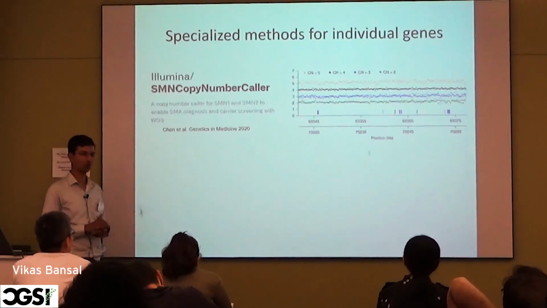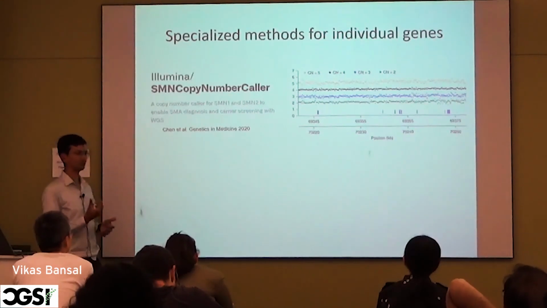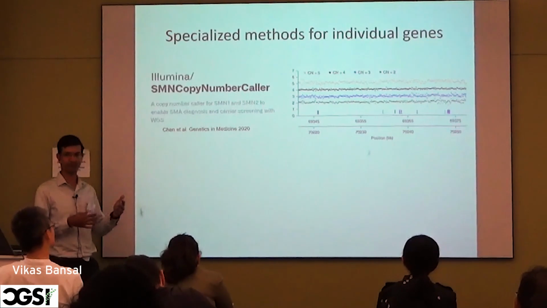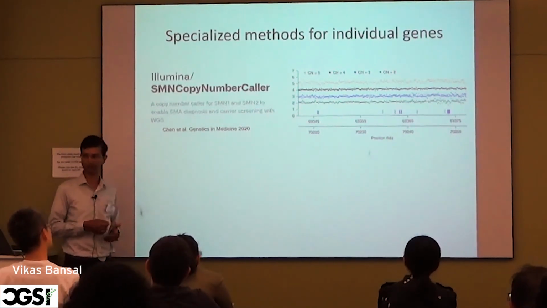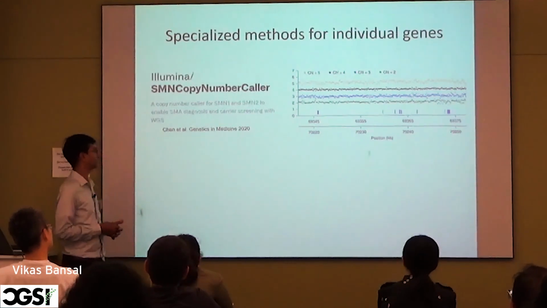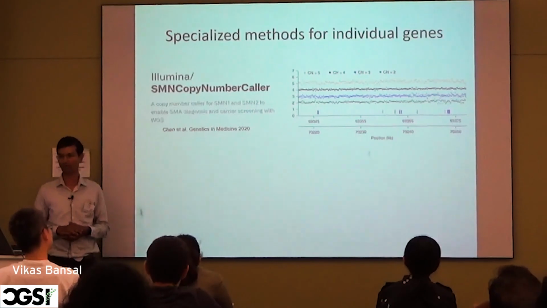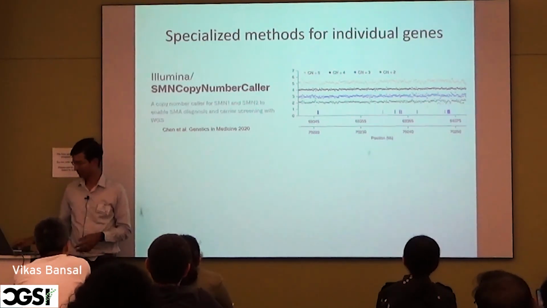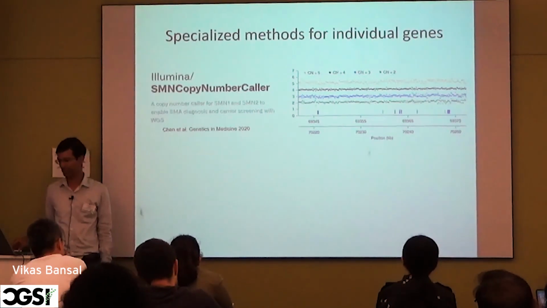Once we have the total copy number of the two genes together, we can use the small number of positions that differ between the two genes to estimate the copy number for SMN1 and SMN2 specifically. And they were able to show that this method works well for estimating copy number of SMN1 and SMN2, so it's a useful strategy for handling these genes.